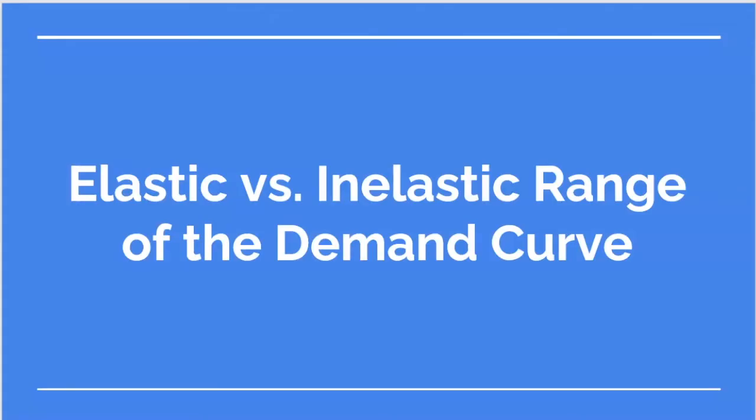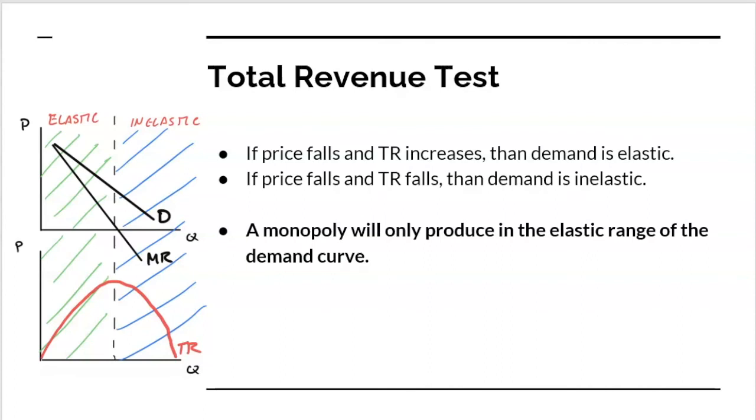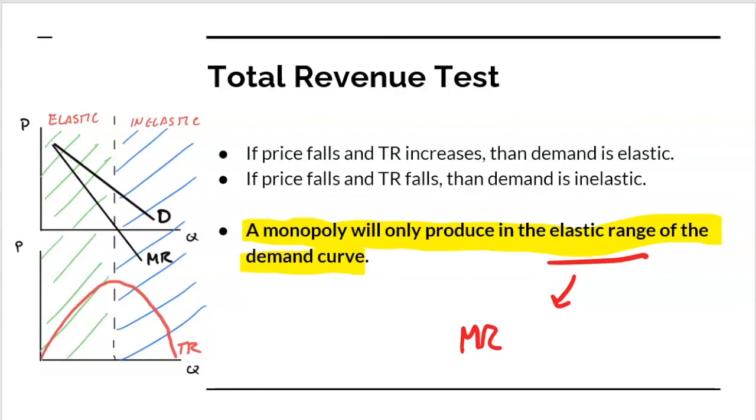All right, so elastic versus inelastic. By and large, this is pretty simple, and this is what's in bold right here. A monopoly, which also includes oligopolies and monopolistic competition, are all going to produce in the elastic range of our demand curve. So this portion, the elastic range, is when our marginal revenue is positive. So in other words, we can reword this and say that a monopoly, monopolistic competition, and oligopolies are only going to produce when the marginal revenue is positive.